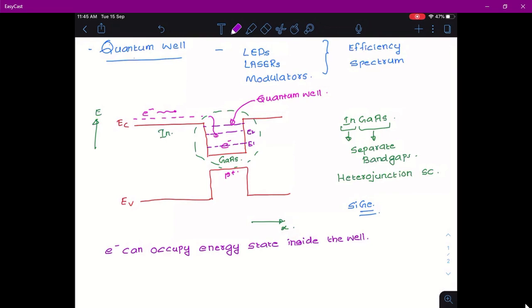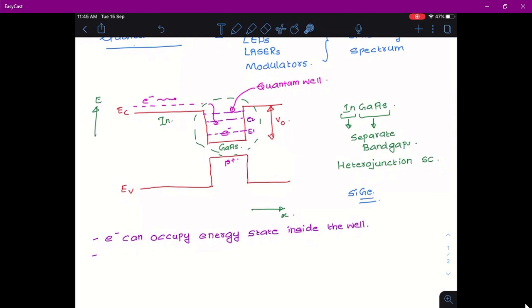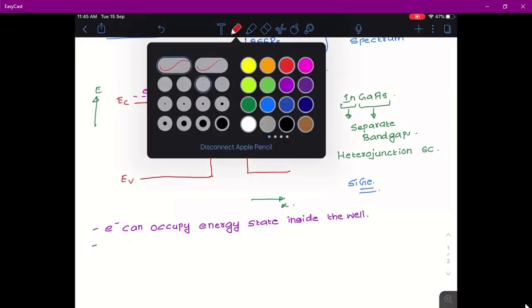Now, why is it called a well? Once the electron falls into the well, then to come out of the well, the electron needs to have a huge amount of energy. Let us say the potential is V0 here. So the electron needs to have this much energy to come out of the quantum well, and that is not a small energy. It needs higher energy by some external stimulation or by increasing the temperature very high. So an electron is trapped inside the well.